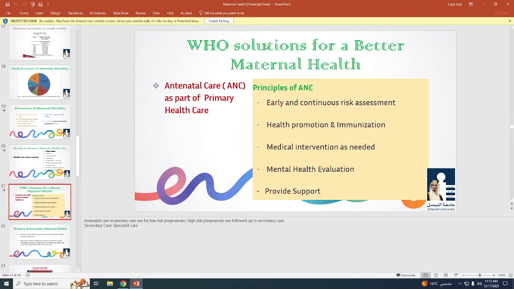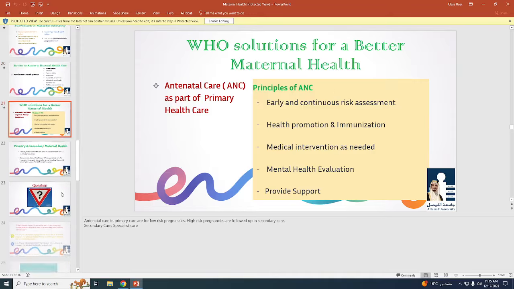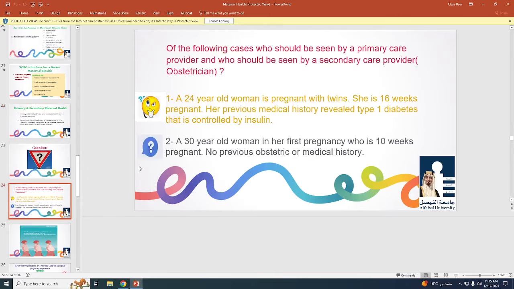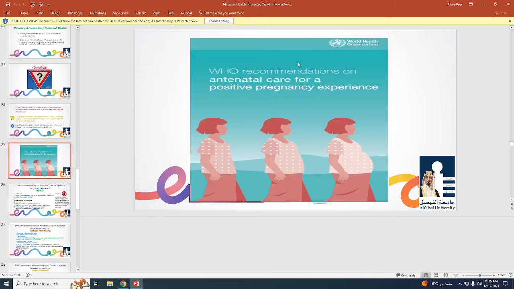What are the solutions offered by WHO to reduce maternal mortality and improve maternal health? First of all, to have an antenatal care clinic as part of primary health care. What are the principles of antenatal care clinic? These also, they are all important. Primary, secondary maternal health: I will bring a scenario. Should this woman go to a specialist, secondary care, or should she go to primary health care or a family physician? Then, what are the WHO recommendations on antenatal care for a positive pregnancy experience?